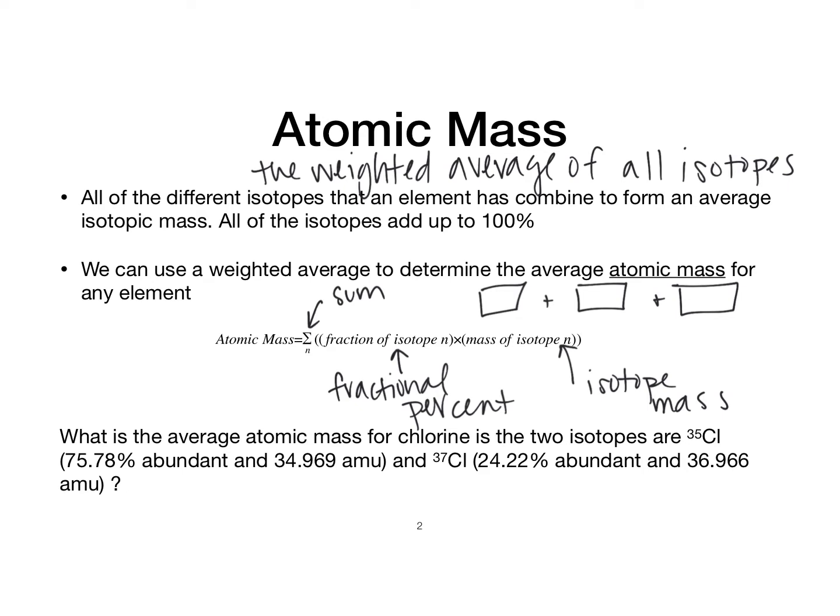Down here in our example, we're looking for the average atomic mass for chlorine. In this problem, chlorine has 2 isotopes: chlorine 35, which is 75.78% abundant and has a mass of 34.969 atomic mass units, and chlorine 37, which is 24.22% abundant and has an atomic mass of 36.966. For the most part, these numbers would be provided, or you would have enough data to solve for one of them, like we'll see in our next example.